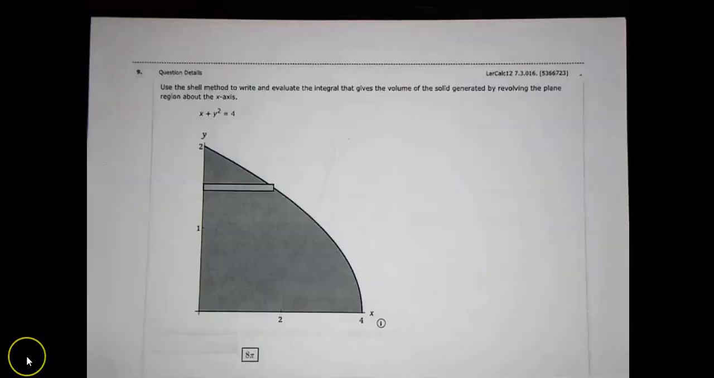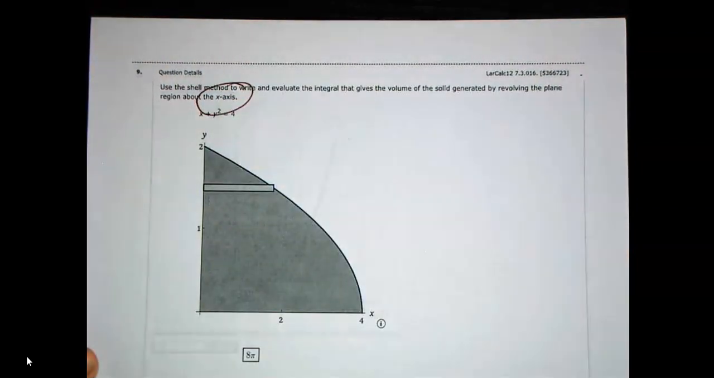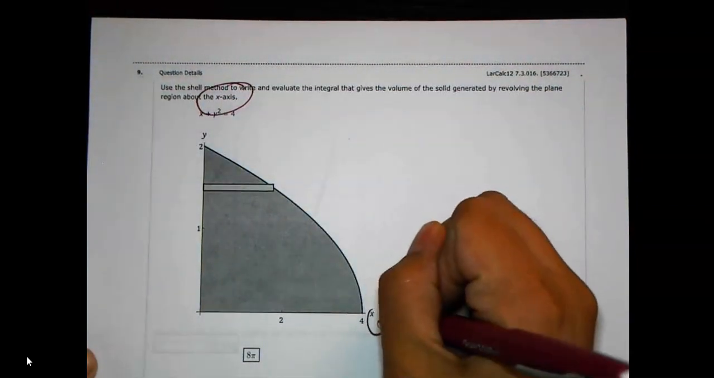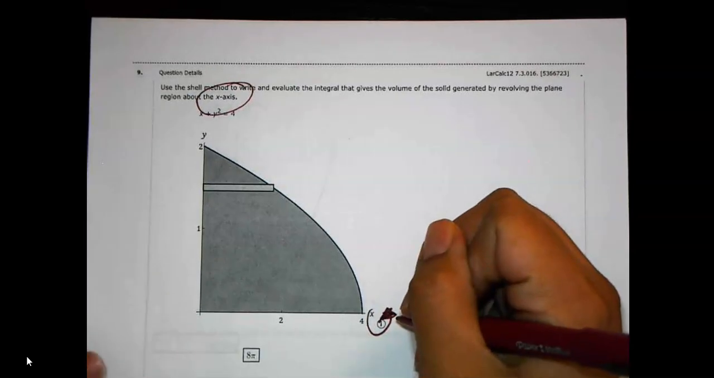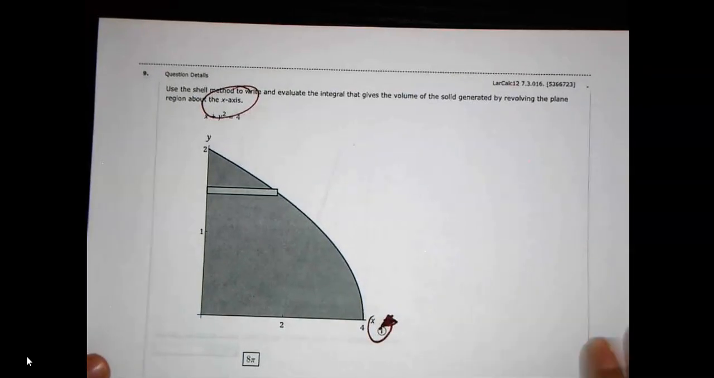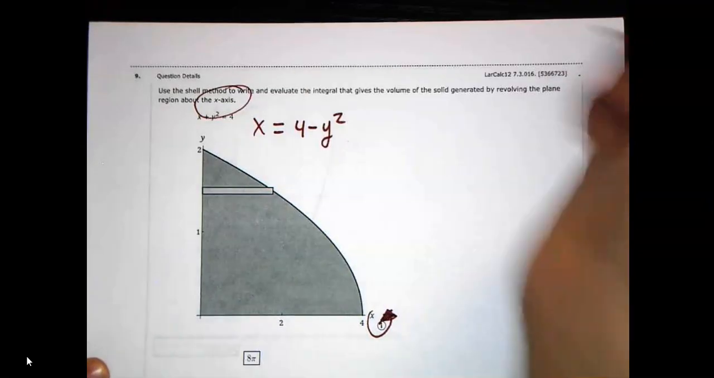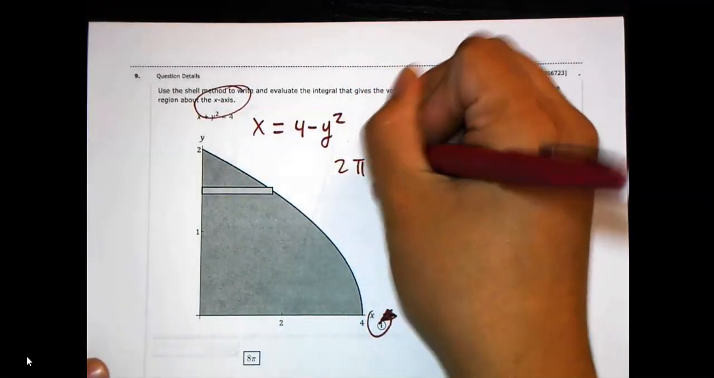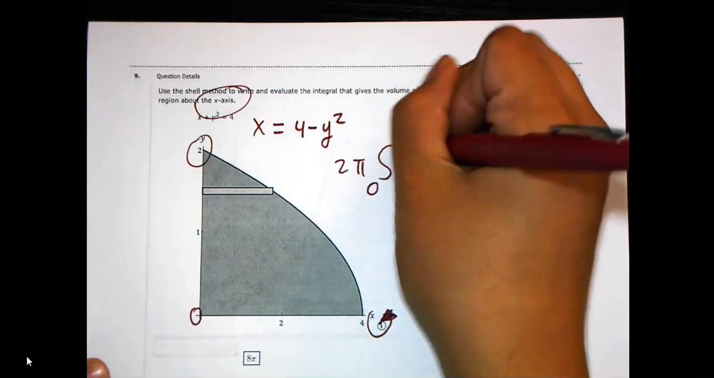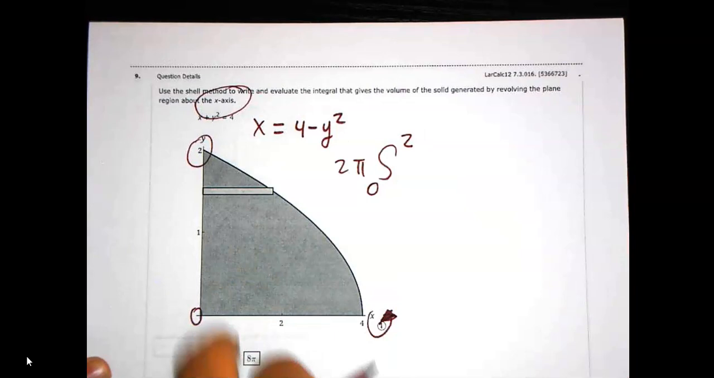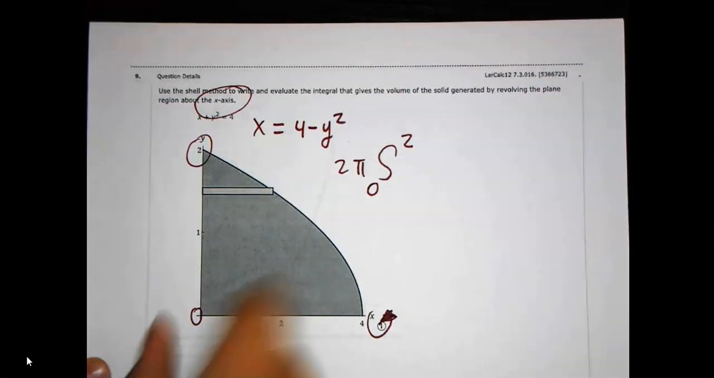This next question is rotating around the x-axis, rotating this way. But since we're doing the shell method, it's going to be in terms of y. So I have to solve for x. x is going to be equal to 4 minus y squared. Remember, we have the 2 pi. In this case, my limits are from 0 to 2. And here, my radius is going to be y.